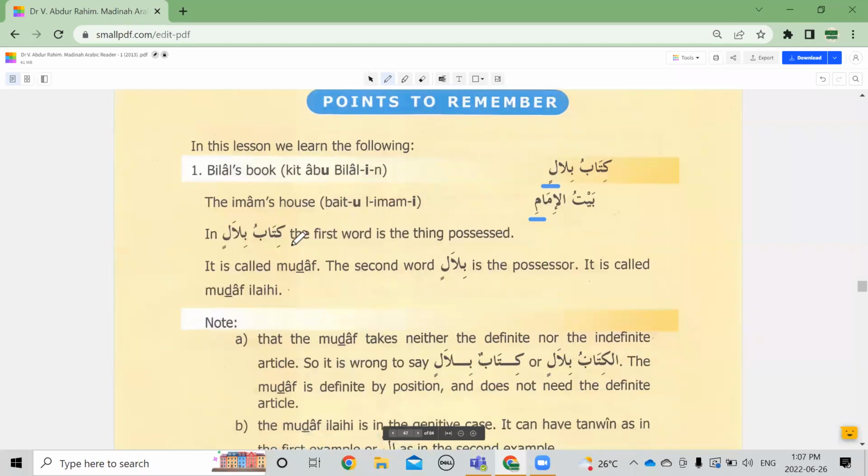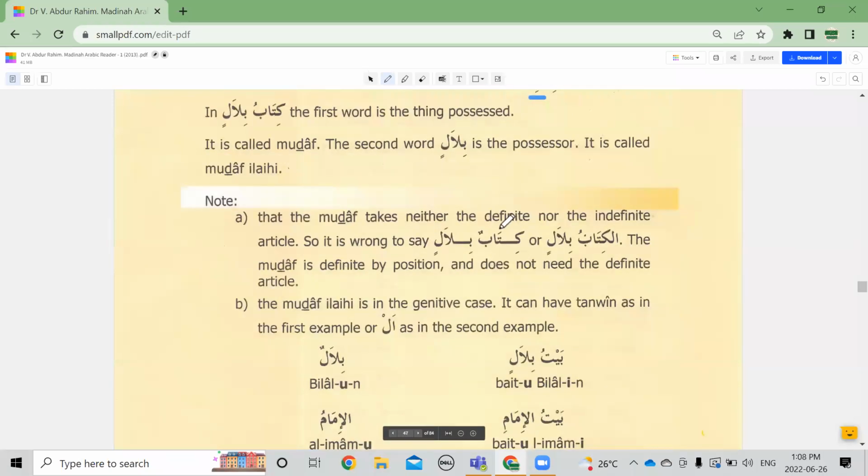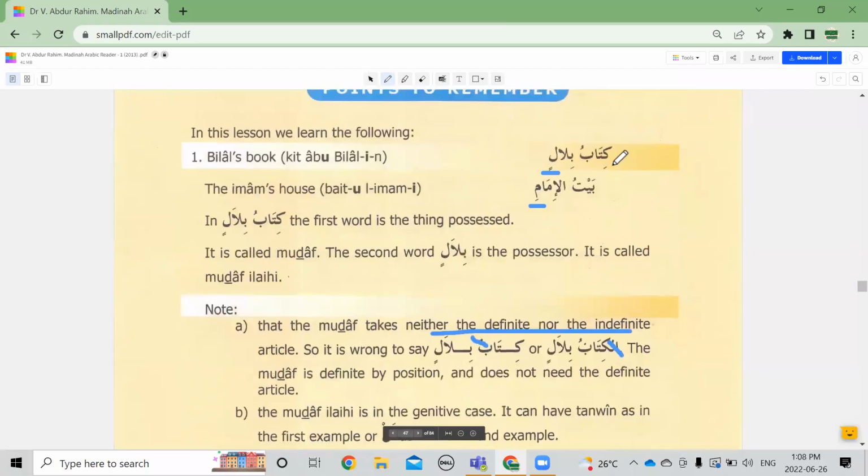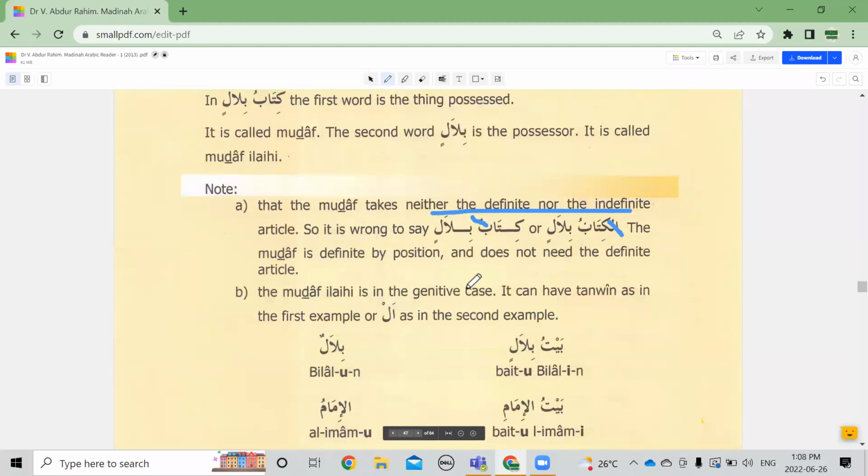So the first word is the word being possessed, and the second is the possessor. So mudaf ilayh is the possessor. Okay, so these are the rules that we just went over, that mudaf takes neither definite nor the indefinite. It will not have alif lam and nor will it have tanween. Okay, so these are both wrong. Al-kitabu bilalin is wrong because it has alif lam here, and kitabun bilalin is also wrong because it has the tanween. It needs to be kitabu without either.